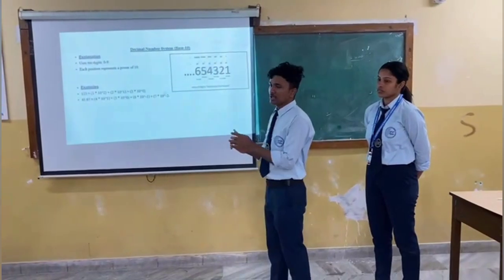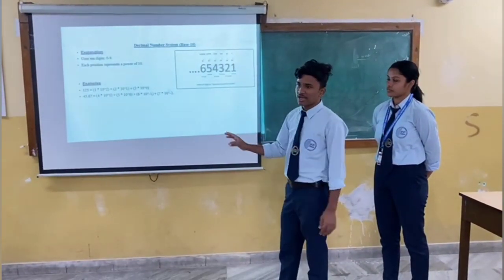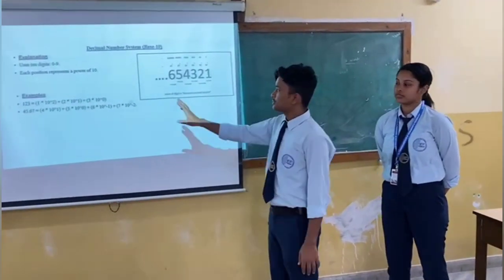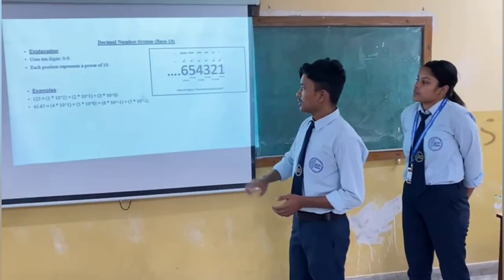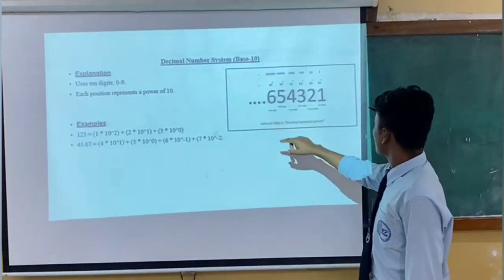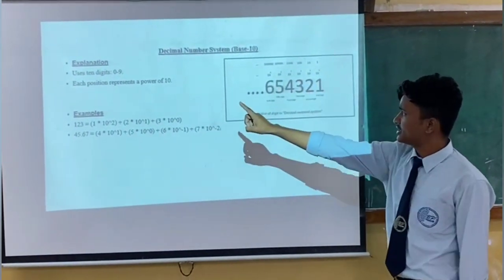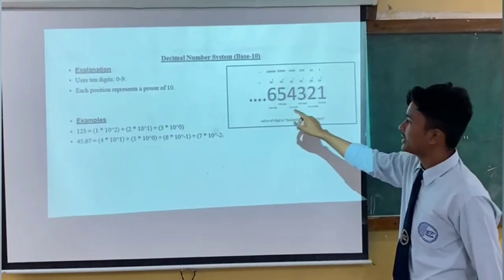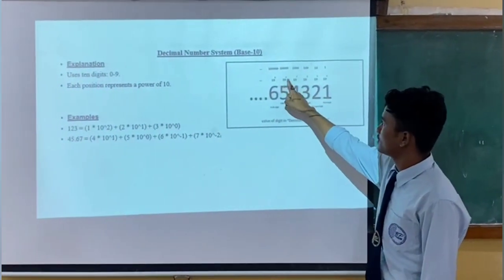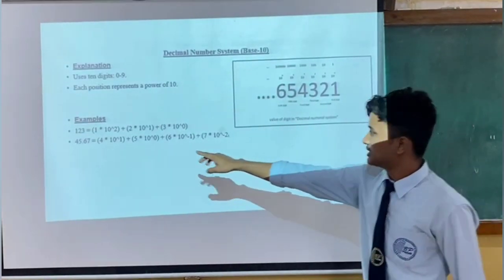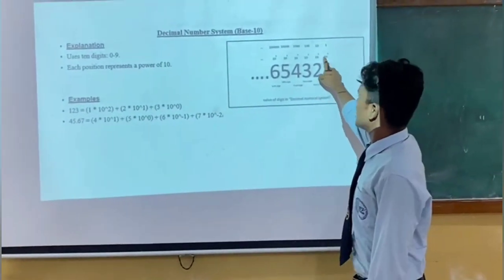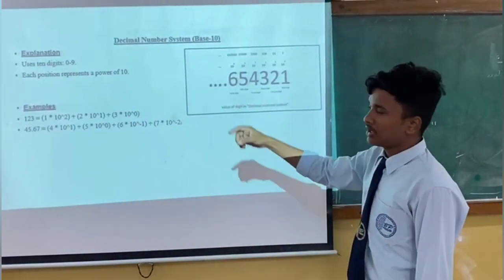It uses 10 digits, 0 to 9, and each position represents a power of 10. One example is 1, 2, 3, 4, 5, 6. Each position represents a power of 10: 10 to the power 0, 10 to the power 1, 10 to the power 2, 10 to the power 3, 10 to the power 4, 10 to the power 5. Starting is 10 to the power 0, and 1 into 10 to the power 0, we get the value. Go to the next slide.